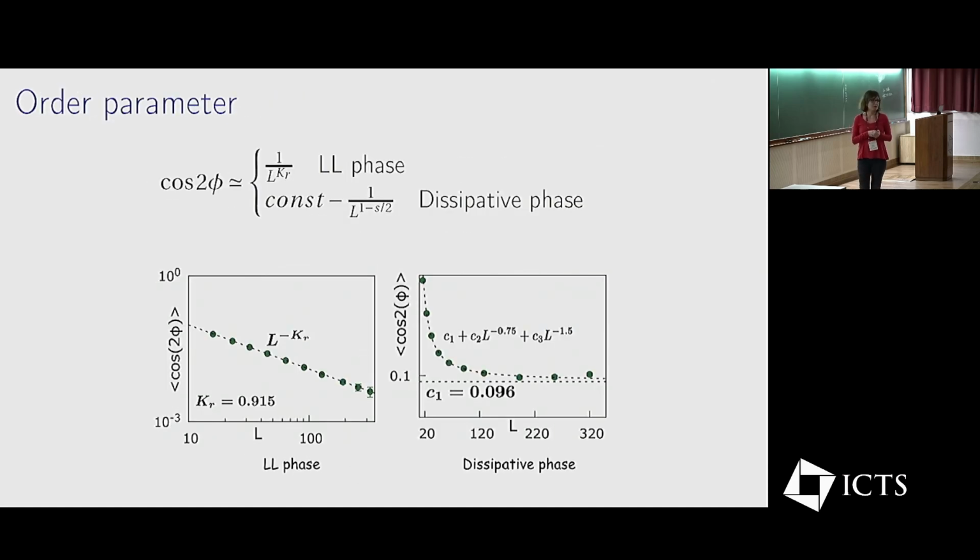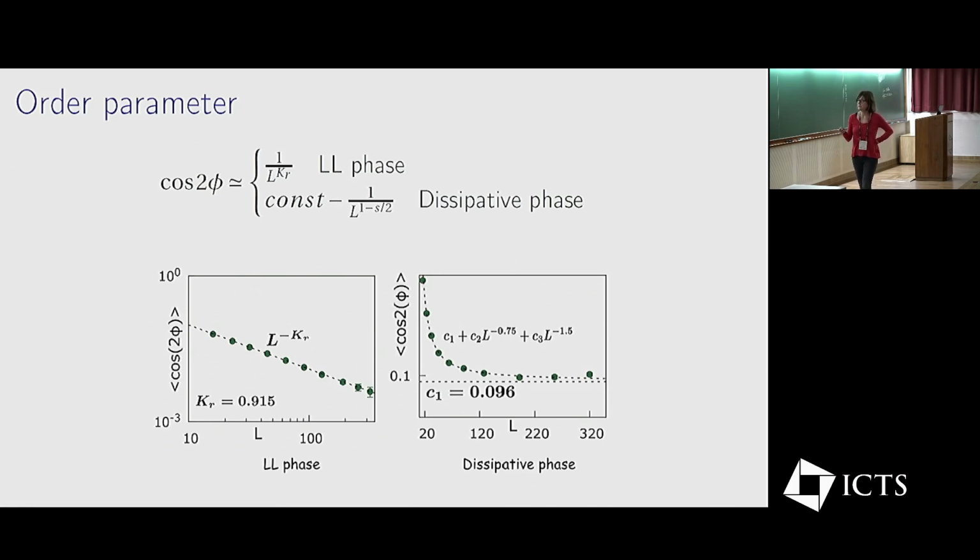There is an order parameter which characterizes this phase transition, and I will tell you later what it represents. It is the cosine of 2 phi, and using the variational ansatz that I showed you before, one can conclude that in the Luttinger liquid phase this order parameter vanishes with system size in a power-law manner, which depends on the renormalized Luttinger parameter. Instead, in the dissipative phase, it converges to a constant, with some corrections.